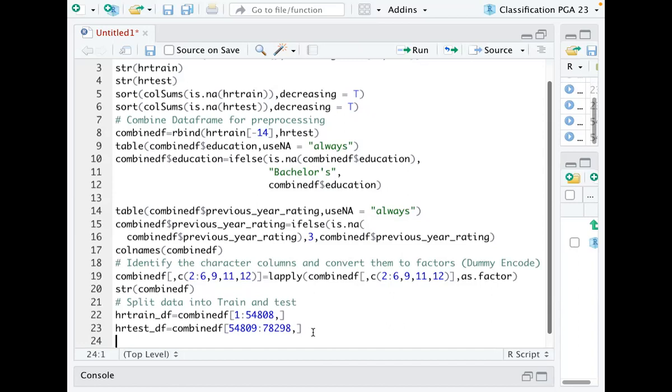Which one? No, no, I didn't get you. Oh, different, yes, yes.